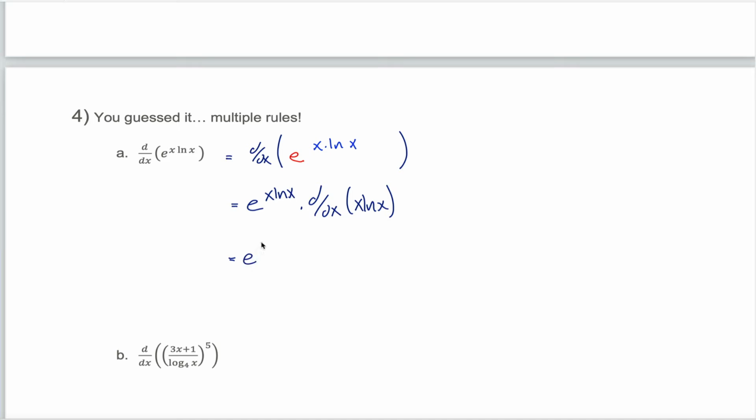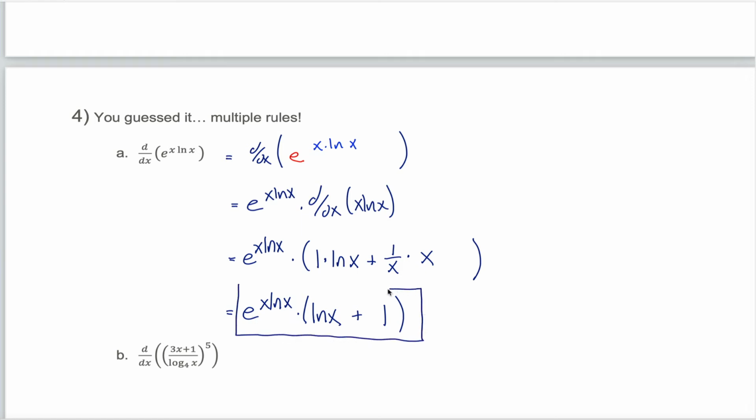My final answer would be e raised to the x times the natural log of x, times, and then using the product rule, the derivative here is the derivative of the x, which is just 1, times, leave the natural log of x completely alone, and then add to that the derivative of natural log of x, which is 1 over x, times, leave the x completely alone. The calculus is done at this step, but if you want to clean things up, you can. We get e raised to the x times the natural log of x power, times the natural log of x, because 1 times natural log of x is just natural log of x, plus 1, because 1 over x times x is just 1. I'd probably call this good here and move on to the next example.